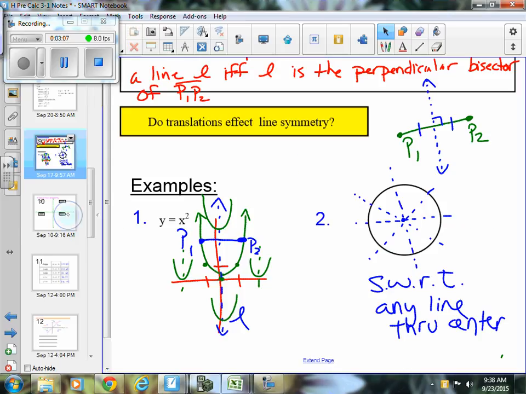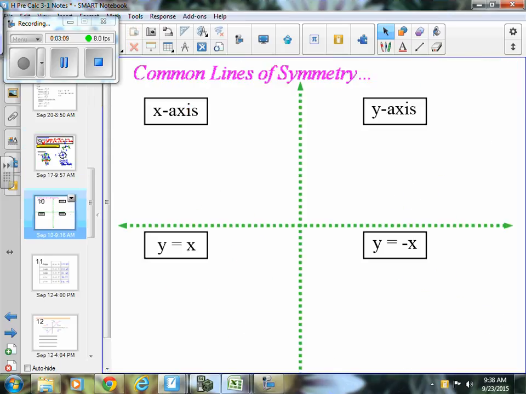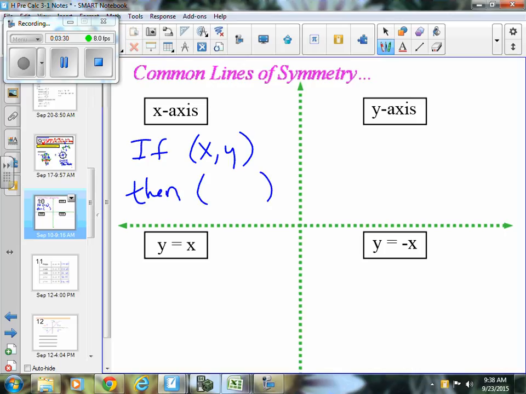All right, so just like we did with point symmetry, there are some common points that we look at, like the origin specifically. Line symmetry works the same way. There's 4 lines that we talk about which have symmetries that are important to look at in graphs. The 2 axes, and then y equals x and y equals negative x. So the x-axis symmetry is if you have the point (x, y), then you also have to have the point... And now think about what happens.